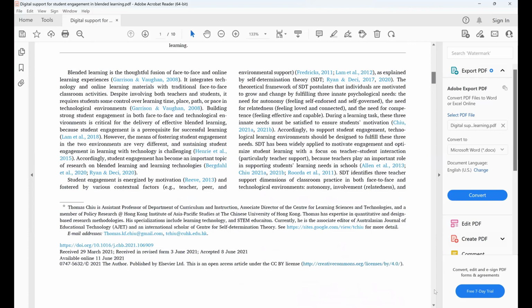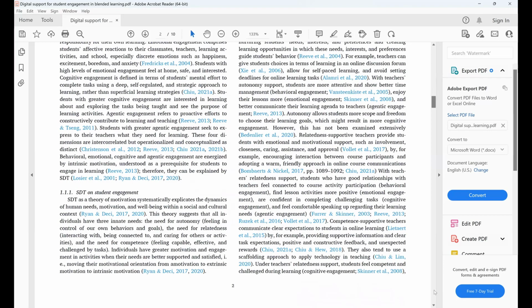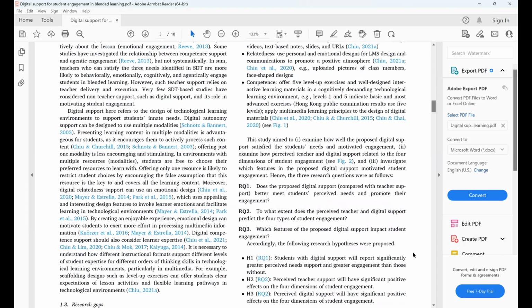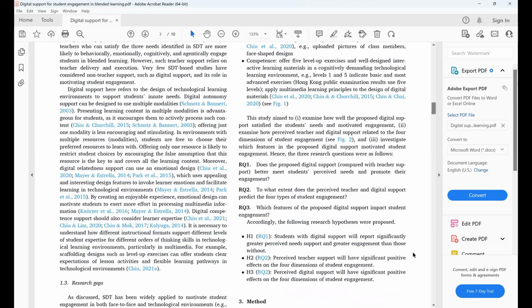So what I would do is, because I'm talking about research method, I'm not going to look at the literature. I usually go to the middle of the paper, because according to APA format, the research questions and the current study are usually put in the middle, after the literature review.